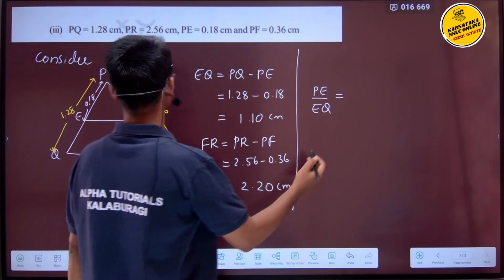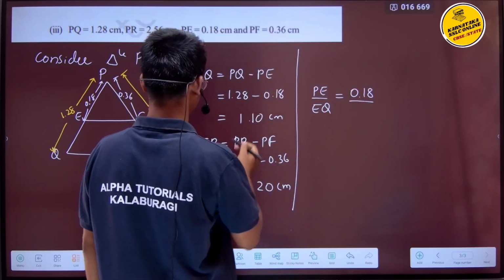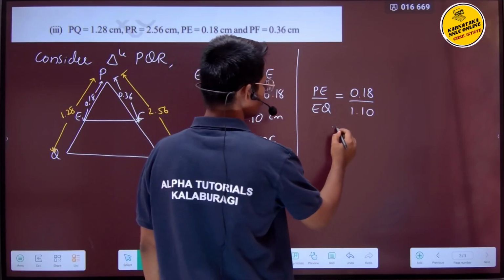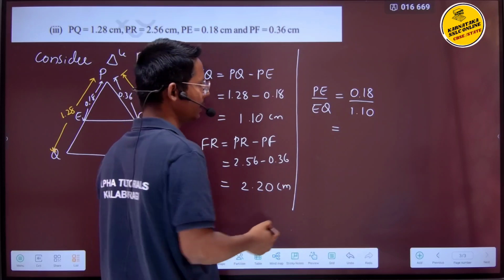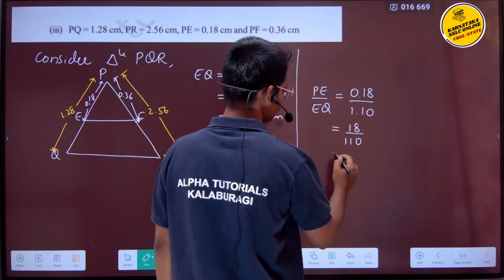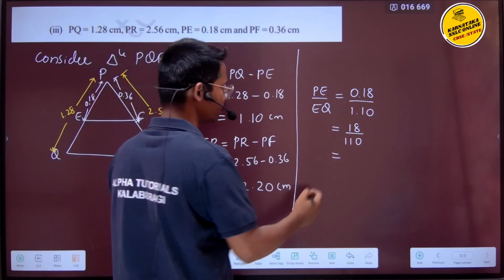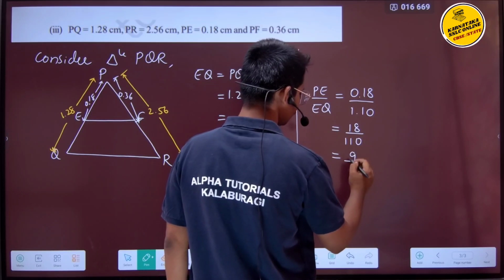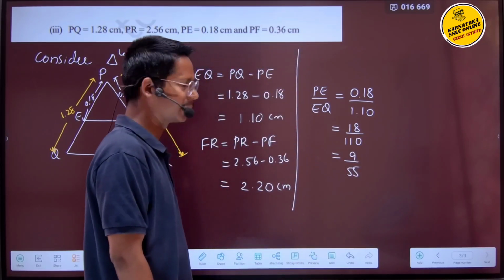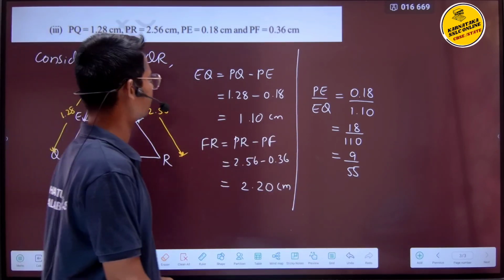PE is 0.18, and EQ we have got as 1.10. Now you can multiply with 100 on both sides. It is 18 by 110. Both are divisible by 2: 2 nines are 18 and 2 fifty-fives are 110, correct? So 9 by 55 I am getting for the first ratio. Similarly, I'll find the other ratio.